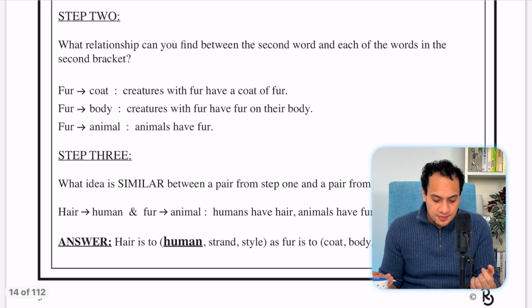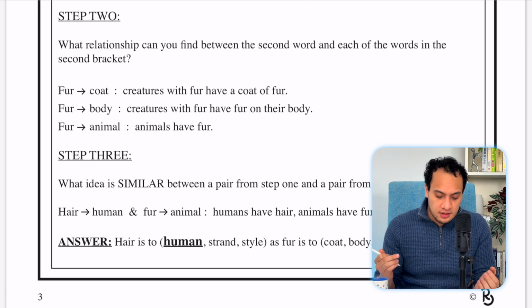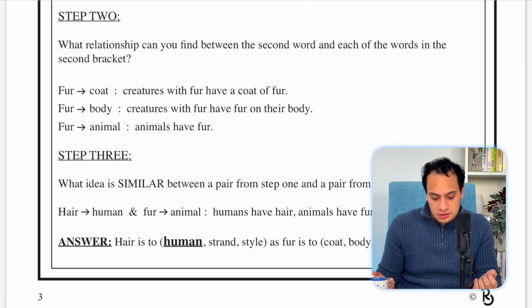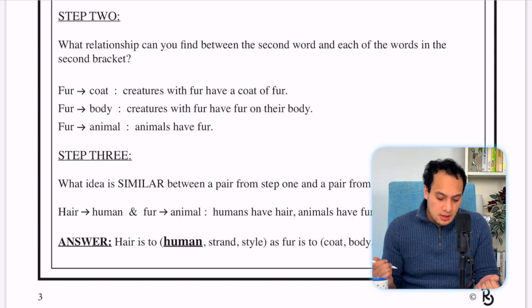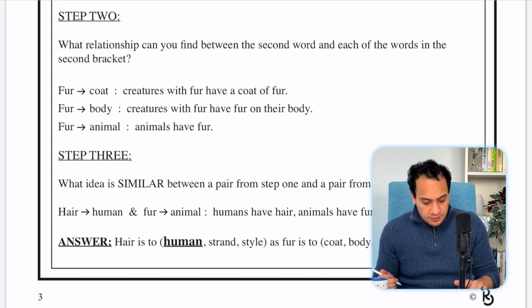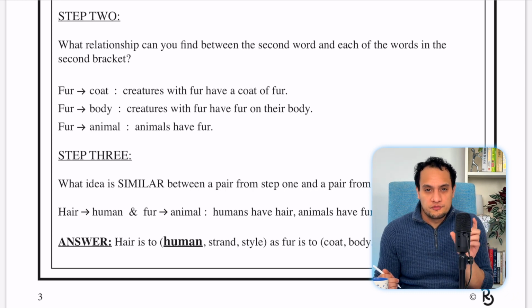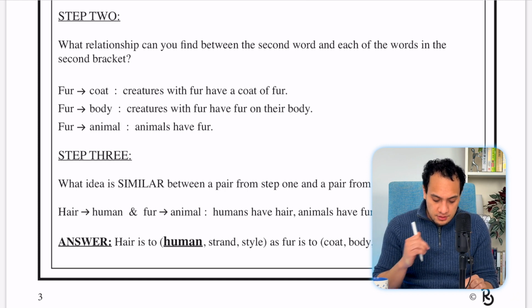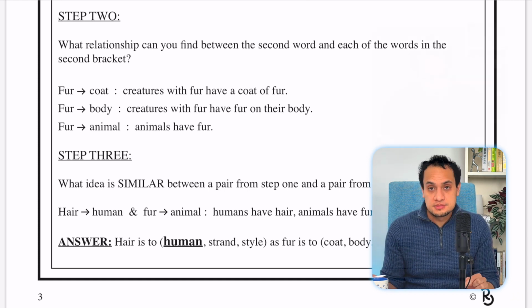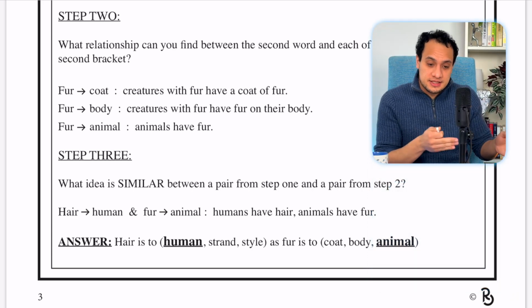Okay. Our next step is finding the relationship between the second word and each of the words in the second bracket. So we've got fur and coat. Creatures with fur have a coat of fur. Fur and body. Creatures with fur have fur on their body. Fur and animal. Animals have fur. So what we need to do now, and this is where a lot of people get stuck, is think what idea is similar between the pair from step 1 and the pair from step 2. There's only one relationship that can be said to be identical.